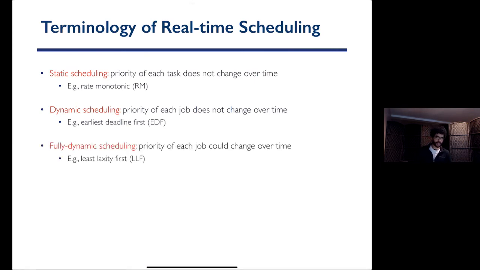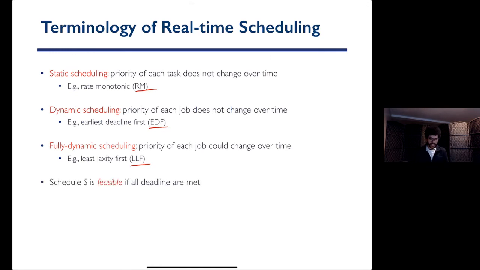The third class is fully dynamic scheduling. In fully dynamic scheduling, we're going to assign priority to jobs, but that could change over time. So the priority of a job could change over time. Your job could have high priority and then later on become low priority, or it might have low priority and then later on become high priority. An example for dynamic is earliest deadline first, and for fully dynamic scheduling it is least laxity first. We're going to actually talk about all three scheduling policies in the coming slides.